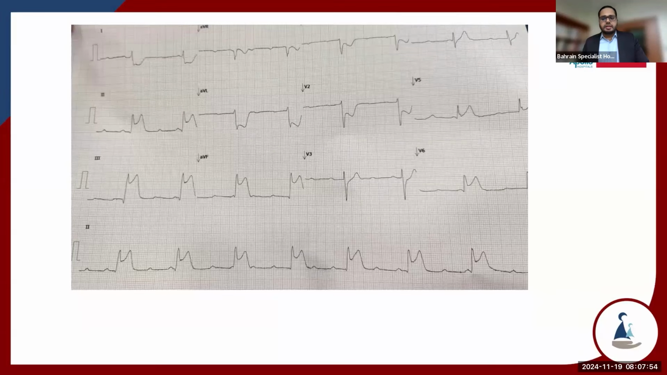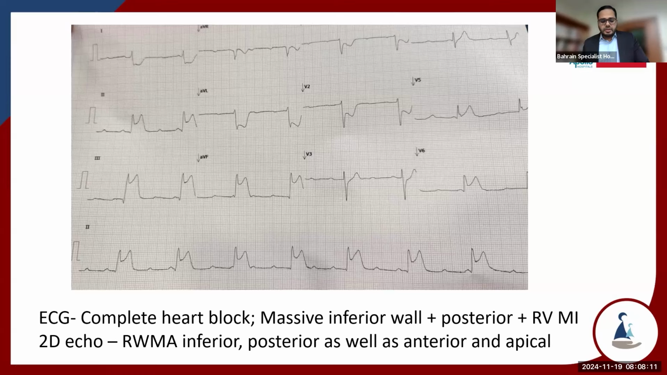And this was the ECG when he came in. This is about a year ago. You can see on the ECG huge ST segment elevation in L2, L3, AVF, as well as in V4, V5, V6. There is ST depression in L1, AVL, and there are changes of the posterior wall as well. If you look at the rhythm, you can see the P waves are marching through the QRS. So the patient is in complete heart block with a massive inferior wall MI plus a posterior wall MI plus an RVMI. Echo showed regional wall motion abnormality in the inferior, posterior, but surprisingly anterior and apical segments as well.